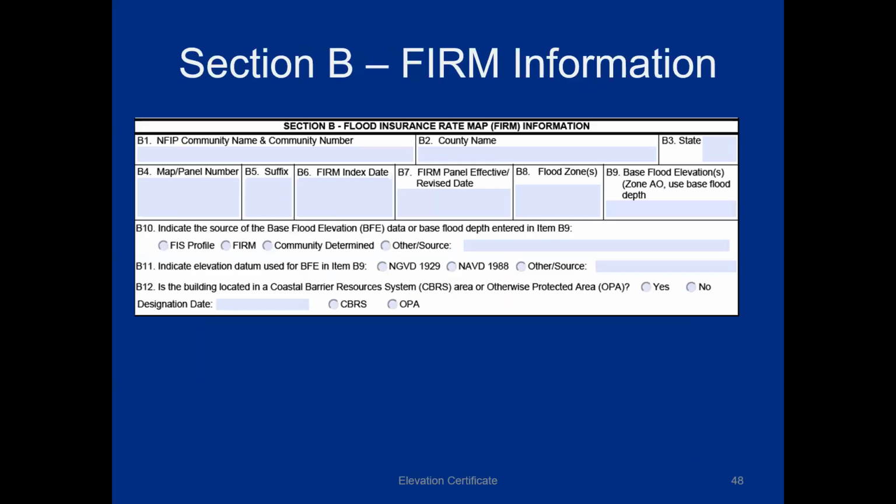Section B, flood insurance rate map information. So you have the community information, the NFIP.